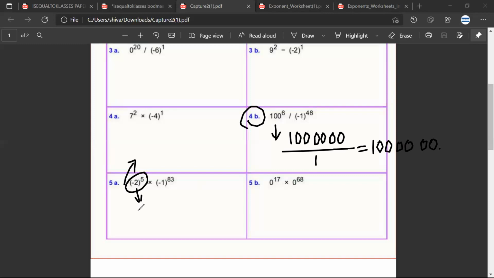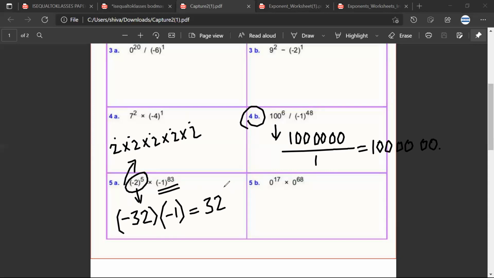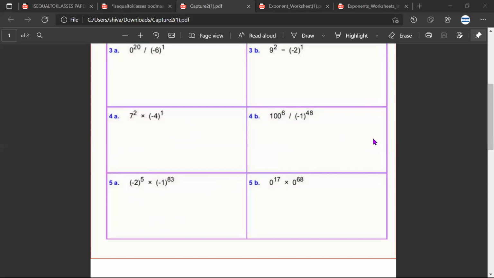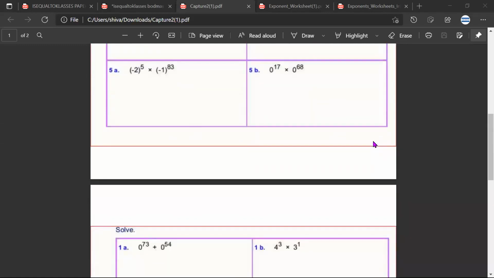See, the answer would be negative. And I'm multiplying 2 5 times. So 2, 4, 8, 16, 32. Here the answer would be negative. Final answer would be 32. Mr. Sarthak, any doubt? No, sir. 5B. 0. Mr. Sarthak, any doubt? No, sir.